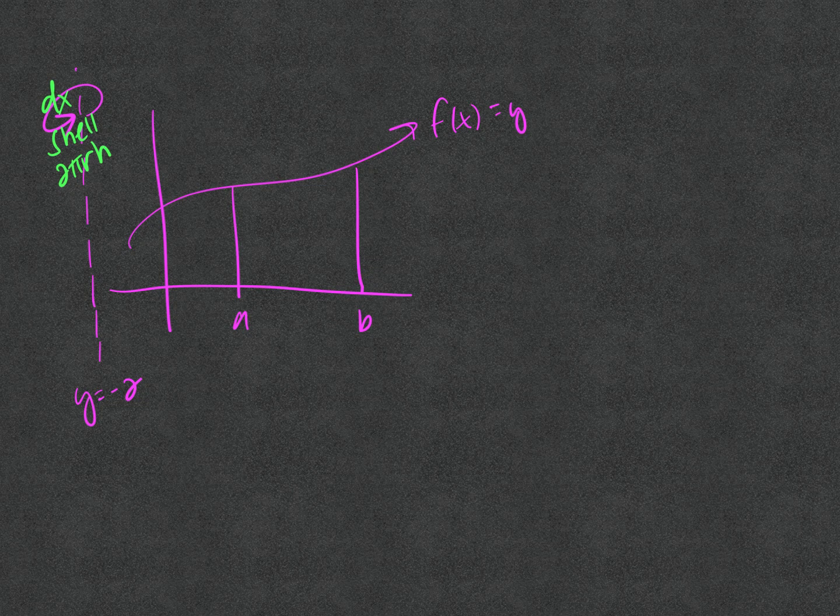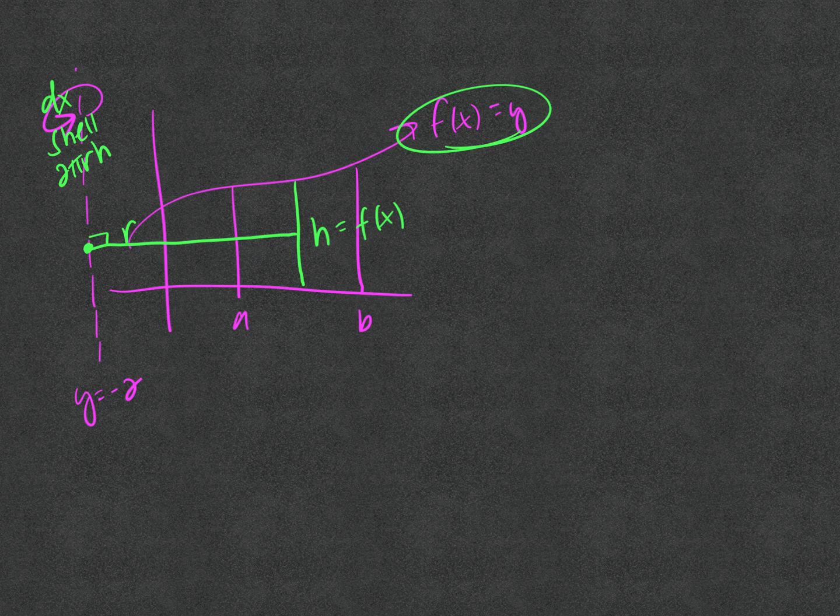So this could be done with the disk method, but we're practicing shell. So when I draw my radius, it has to be perpendicular to the line we're rotating around. This is our radius right here. And this is our height. Now our height is still f of x. It's still our function in terms of x, because there's only one function here, so that's nice and easy. But our radius right here is still the length of x. That didn't change.